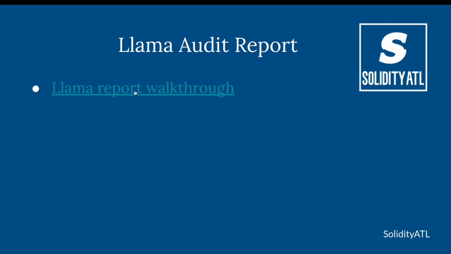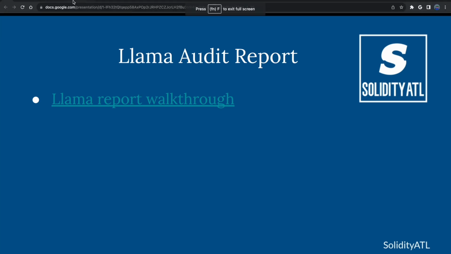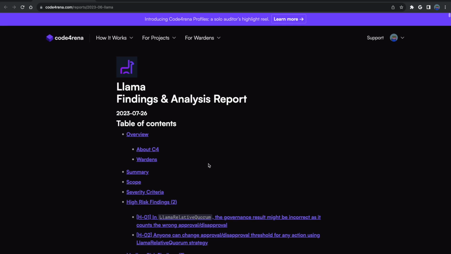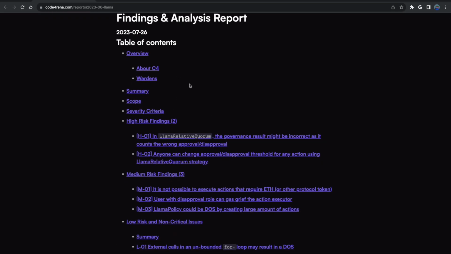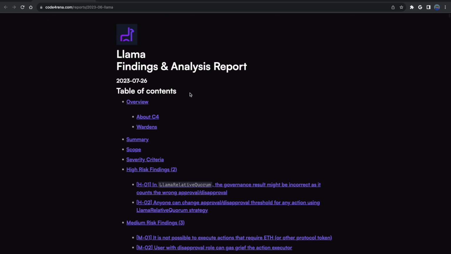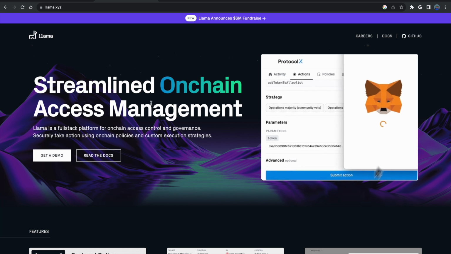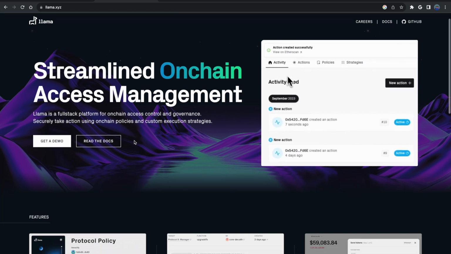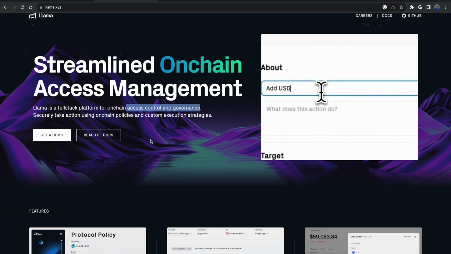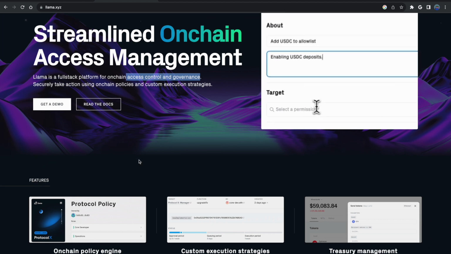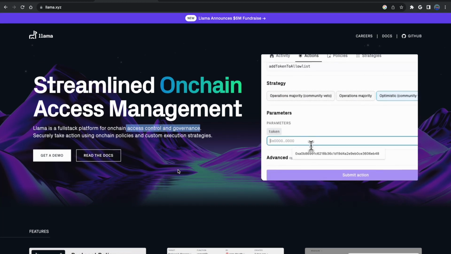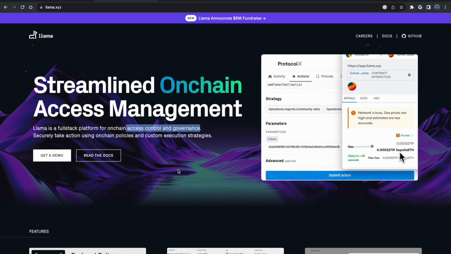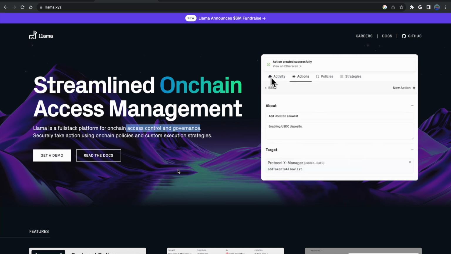So in this example, we're going to use Llama Protocol's audit report. I think I already had it up. Okay. And so, like I said, the first thing you should do is get a quick understanding of what this protocol even is. What do they do? So we're going to go to their main page. And you can see streamline on-chain access management. So they're dealing with access control and governance. And that should shift your mind into thinking, okay, governance related bugs, access control, we already talked about these things, so these are probably bugs that could be prevalent.